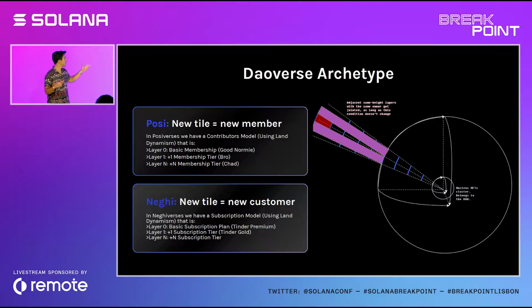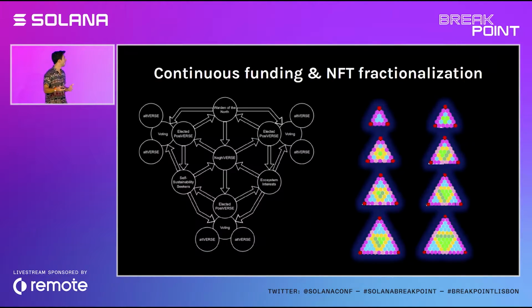And there are multiple layers of the world that you can unlock. So you can unlock a volume. And when you unlock volume in the Posiverse, you basically unlock membership tiers that put you on top. And the membership tier is provided by the users inside the Posiverse. While on the Negiverse, if you buy more space, more height layers, you're unlocking different services. So for example, Tinder Premium, Tinder Gold, and so on.